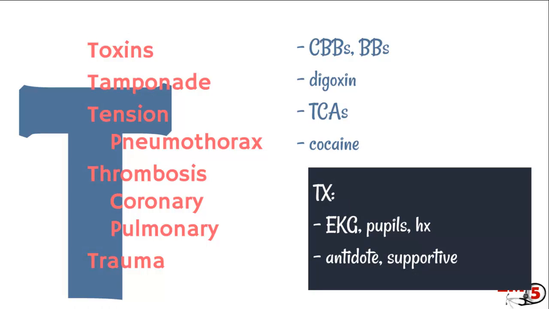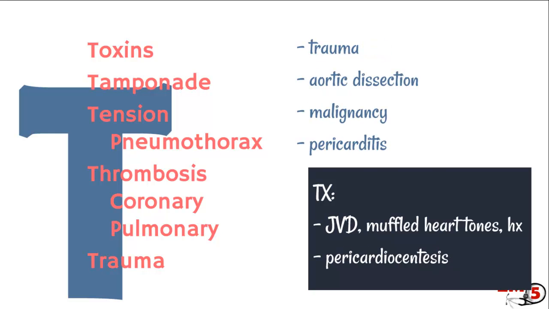Okay, here are the T's. Let's go through these really quick. First one is toxins. Most common toxins to cause an arrest are calcium channel blockers, beta blockers, digoxin, TCAs, and cocaine. Here you're going to look for EKG changes. Hopefully you have any signs of history, or maybe the family around can tell you that they're concerned. And other things on exam, obviously do a skin exam, pupil exam. Think about mostly supportive care for these patients, unfortunately, although there are some antidotes with some of these toxicities.